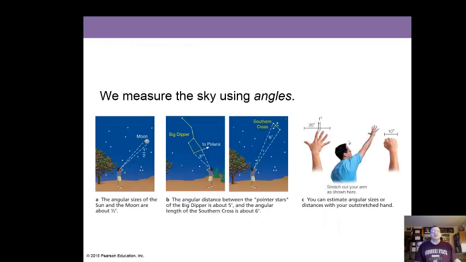We can use our hands to measure angles in the sky. And so you stick your hand out like this. If you put your thumb out like this, then your thumb covers about 1 degree. Your fist covers about 10 degrees. So you can go out during the day, look at the sun or the moon, and cover it up with your thumb, close one eye, because the sun and the moon both are about 1/2 of 1 degree.